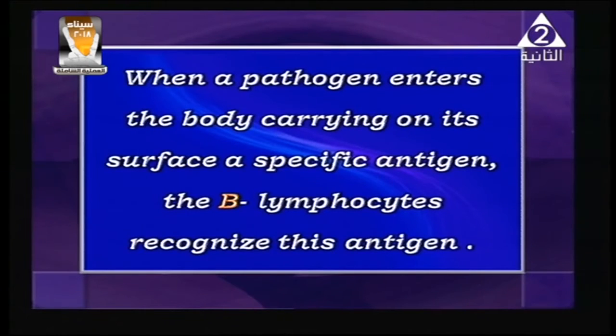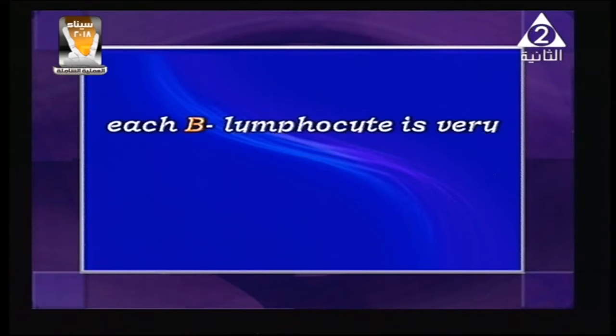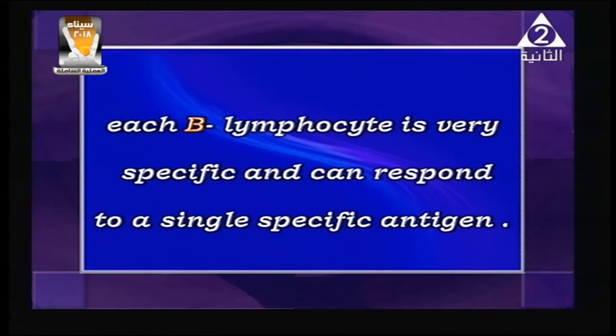When the pathogen enters the body carrying on its surface, as we started in the last episode, a specific antigen, the B lymphocytes recognize this antigen, or more precisely, the B lymphocytes collect information and gather some details about this pathogen, about the antigen that is produced by the pathogen. Each B lymphocyte is very specific and can respond to a single specific antigen.